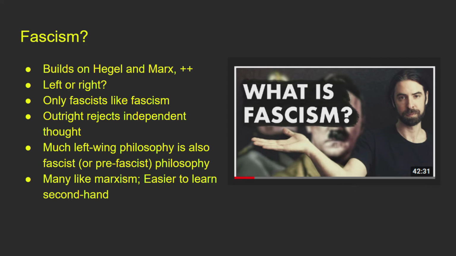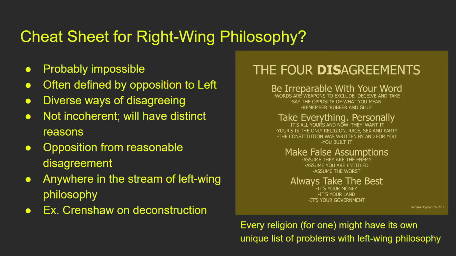Another question I have pondered is if it is possible to make a cheat sheet for right-wing philosophy in a similar manner as I have done for left-wing philosophy. I really don't think it is. This is because what is right-wing is usually defined by the questions forwarded by the left, in a dialectical pattern, if you will.